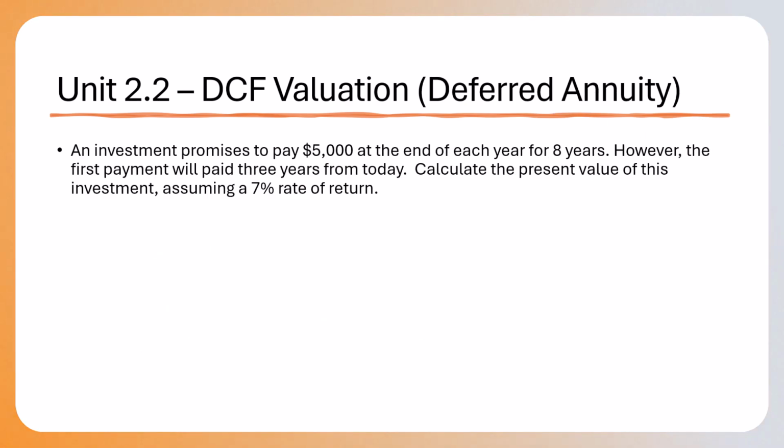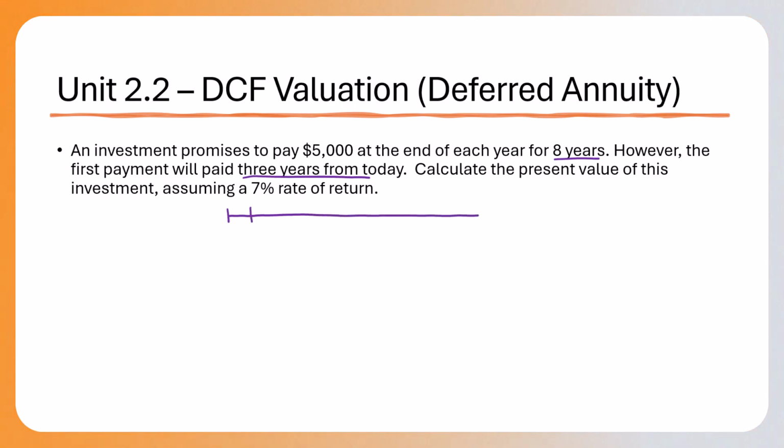An investment promises to pay $5,000 at the end of each year for the next 8 years. However, the first payment will be paid 3 years from today. Calculate the present value of this investment, assuming a 7% rate of return. We have 2 different approaches for this one. We can use the time value of money inputs. We can also use the cash flow worksheet, so I think that's pretty nice.